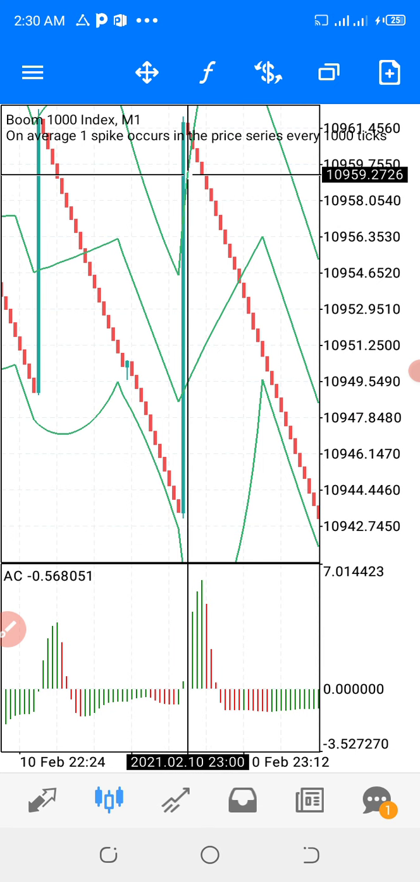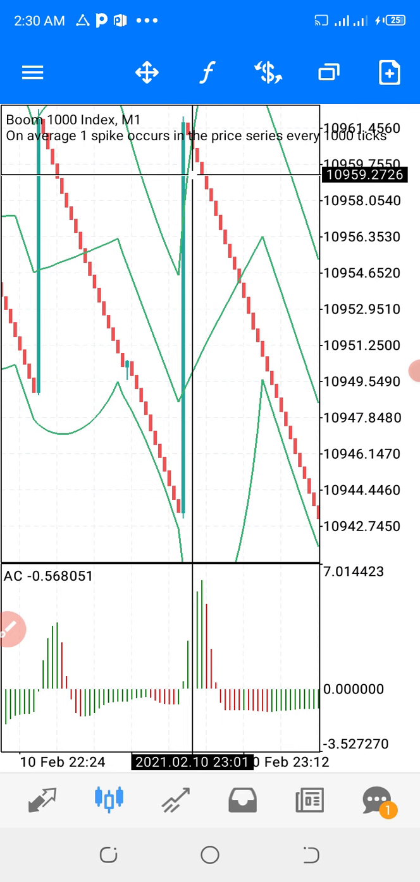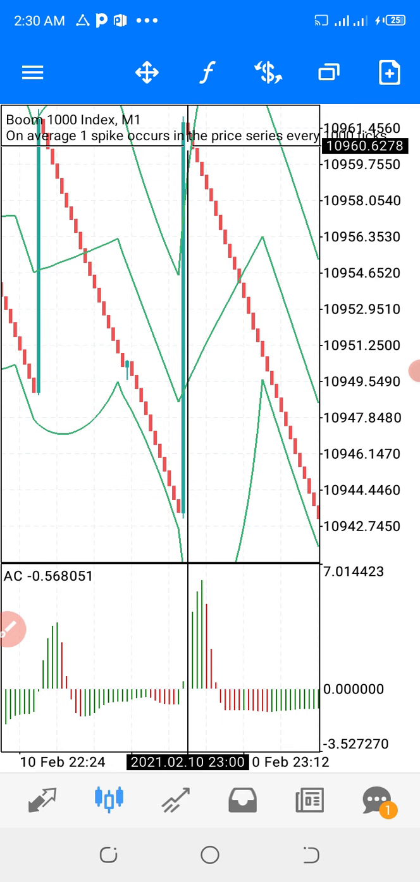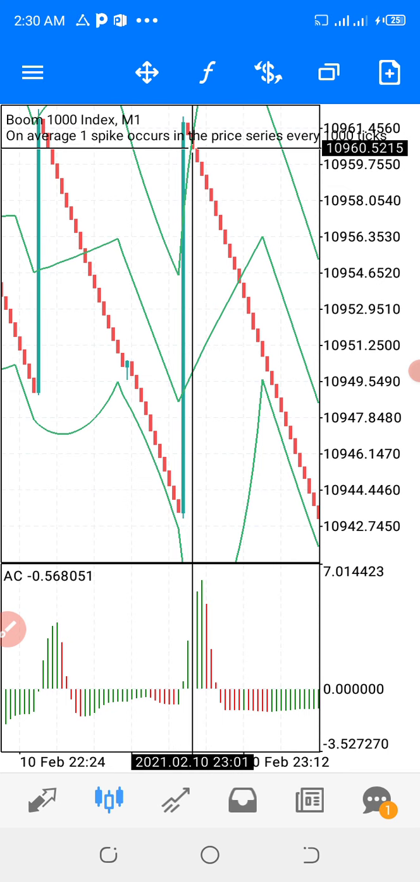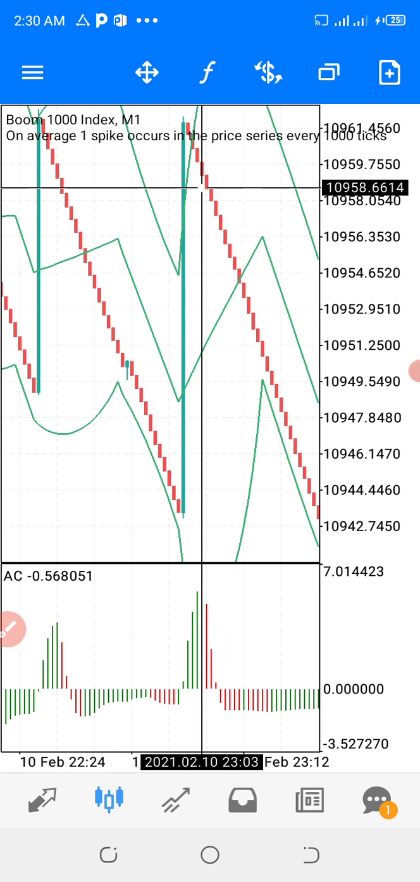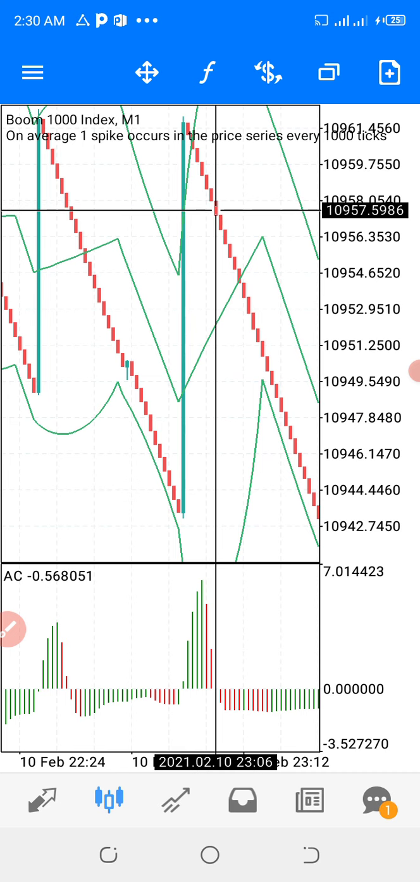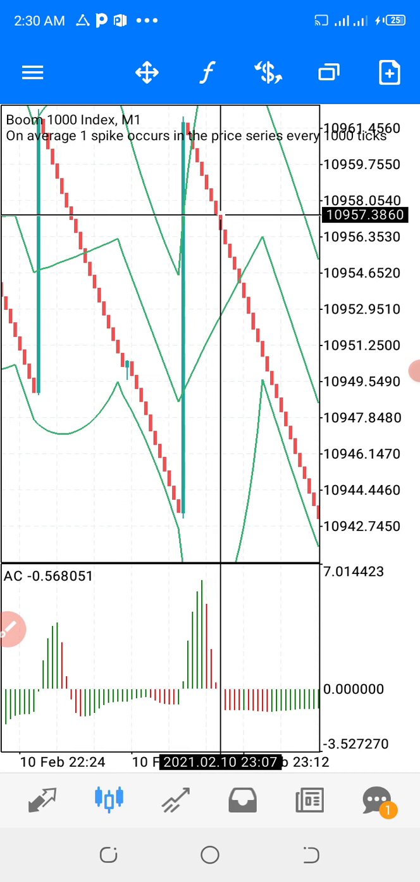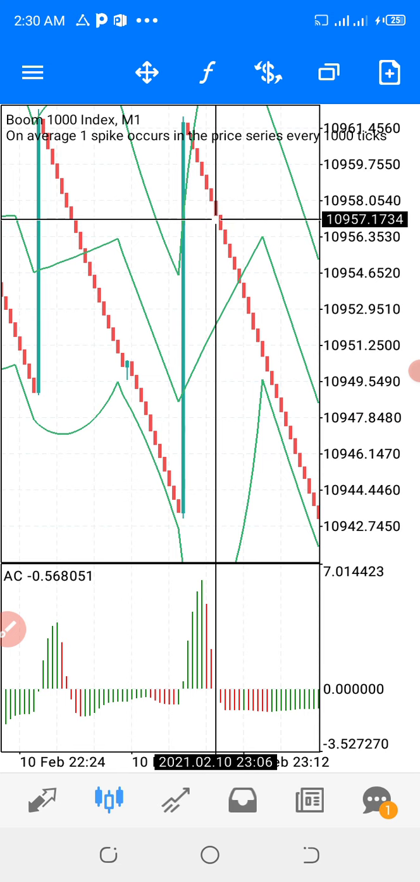So on our second candle, you open a trade right here. You open your trade, a sell trade. You sell, and you close here. All right, you close here. Why close here?